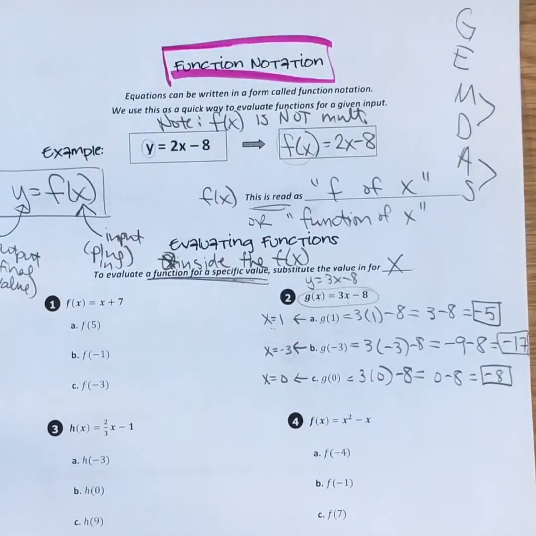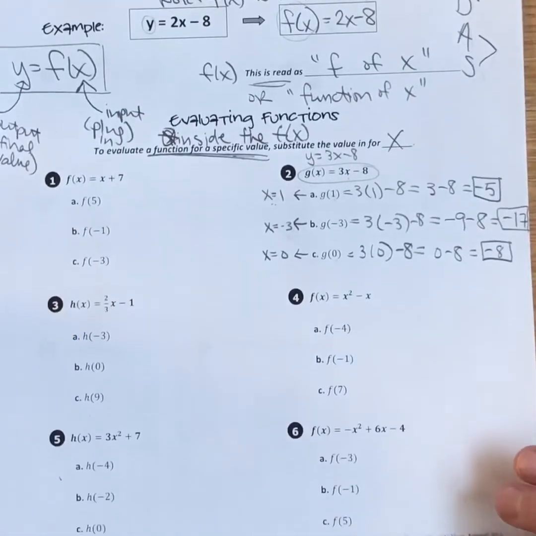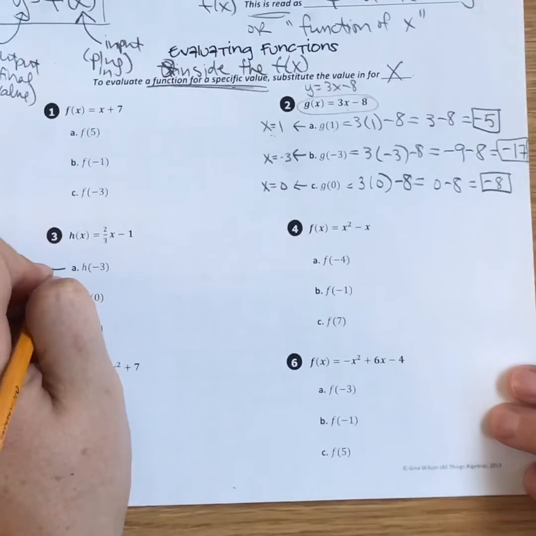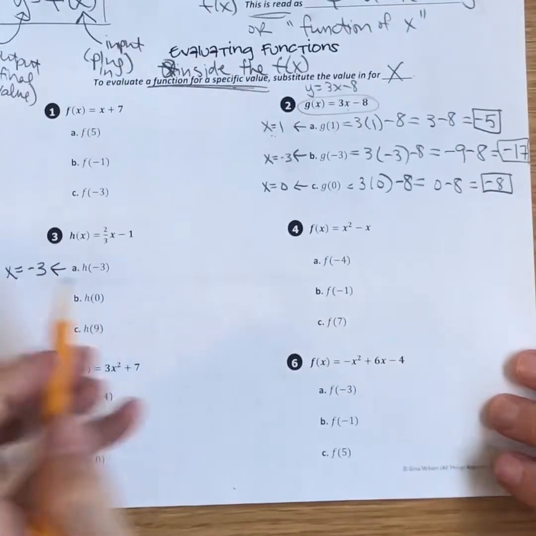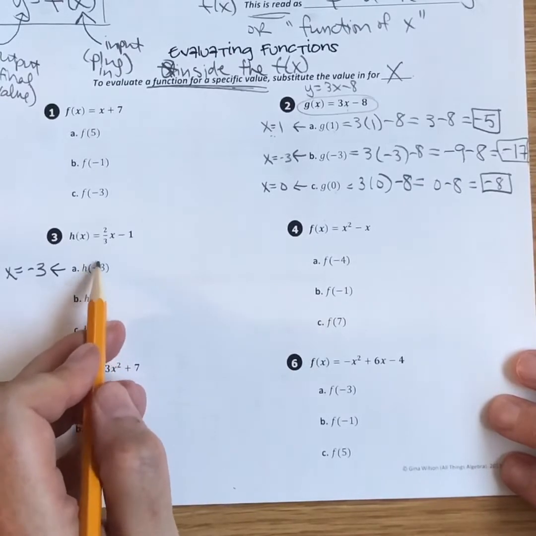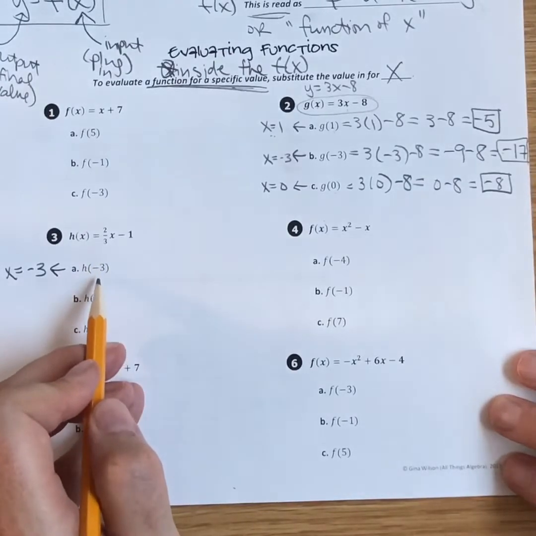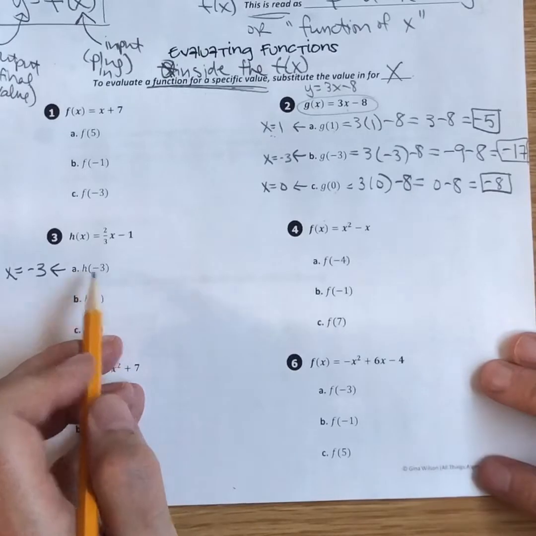Okay. Now, I actually want to do number 3 instead of number 4. I was going to do all the evens, but let's do review of fractions, okay? So for problem A, we know x is negative 3 because that's the specific value in the parentheses, or the input, okay?